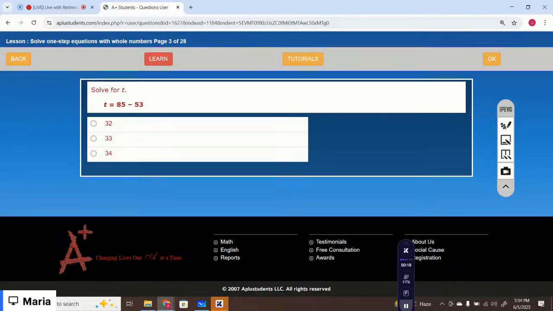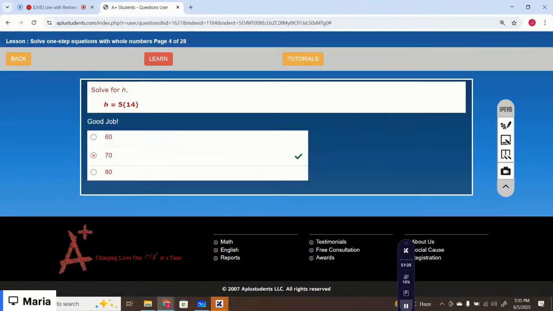Solve for t. t equals 85 minus 83. Option number 1 is the correct option. 32, it is. h equals 5 times 14. Option number 2 is the correct option. 70, it is.